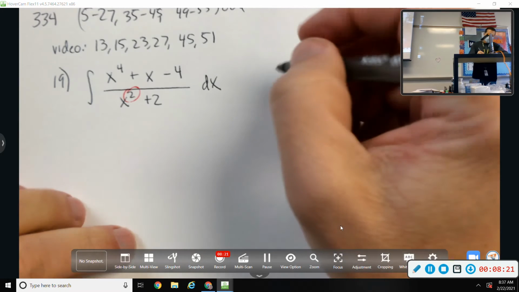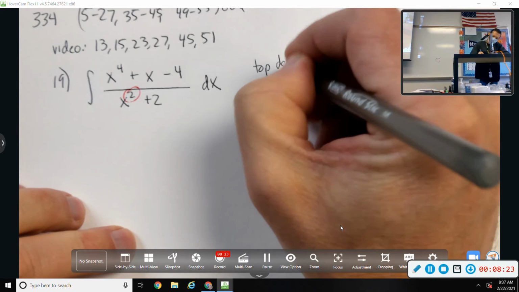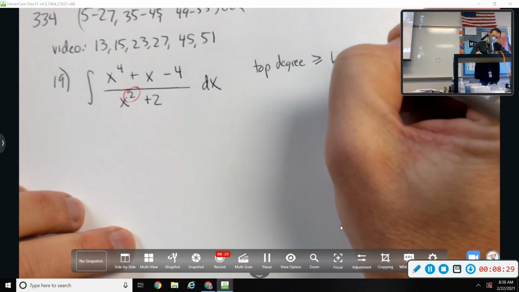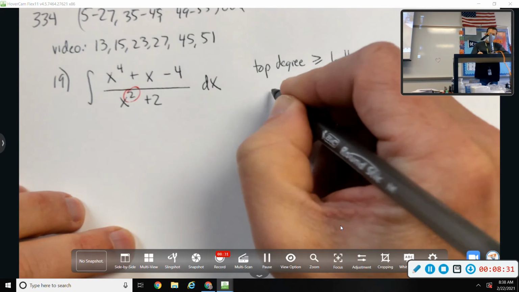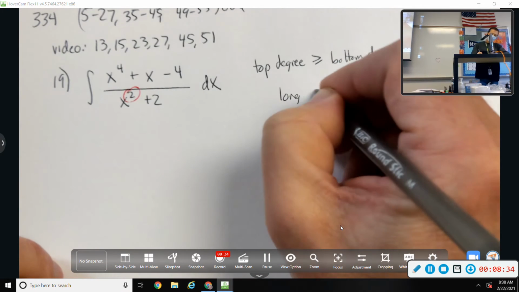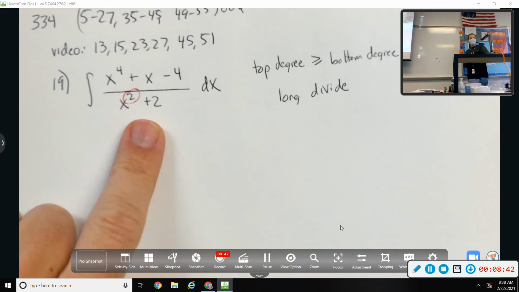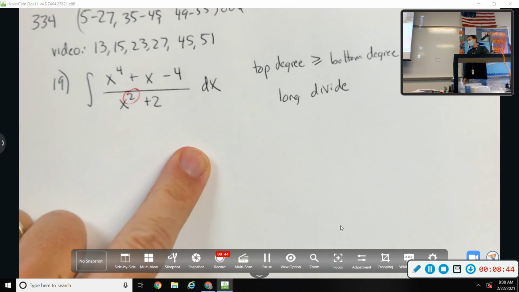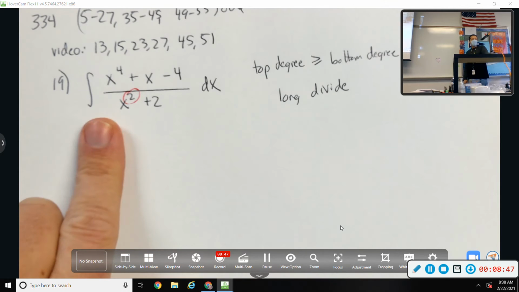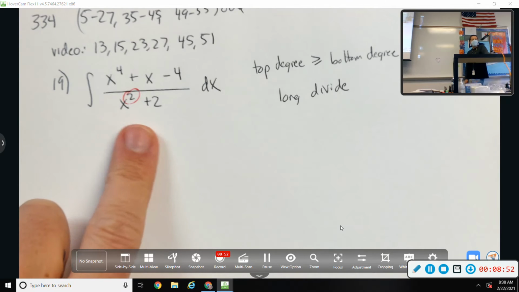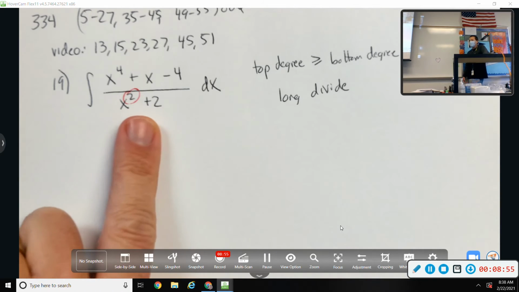If the top is bigger than the bottom, top degree is greater than or equal to the bottom degree, then you have to long divide or synthetic divide. But for this one, synthetic divide is only possible if it's x plus 2, x minus 3, not an x squared. So I'm going to have to long divide, do all the algebra for long division, and then worry about antiderivatives. A few of you on the test, you made this mistake where you did the initial algebra correctly, and then you didn't actually take the antiderivative. And that's an error that happens here.